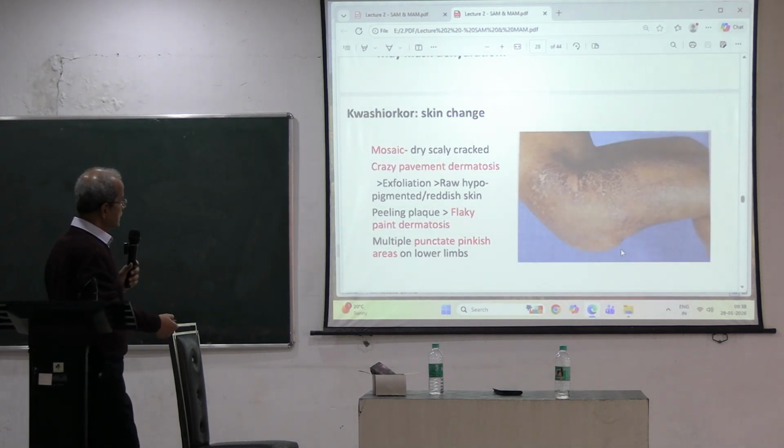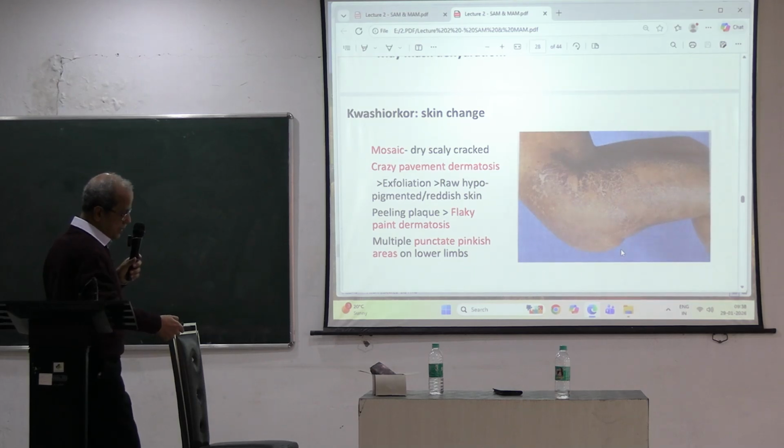So these are the skin changes of kwashiorkor. It's called mosaic change. মেঝেতে মোজাইক করলে যেরকম দেখতে হয় দেখো, its skin looks like that. And there is one thing called crazy pavement dermatosis. There is exfoliation, raw hypopigmented patches, and sometimes reddish skin is there. All the features are shown there.